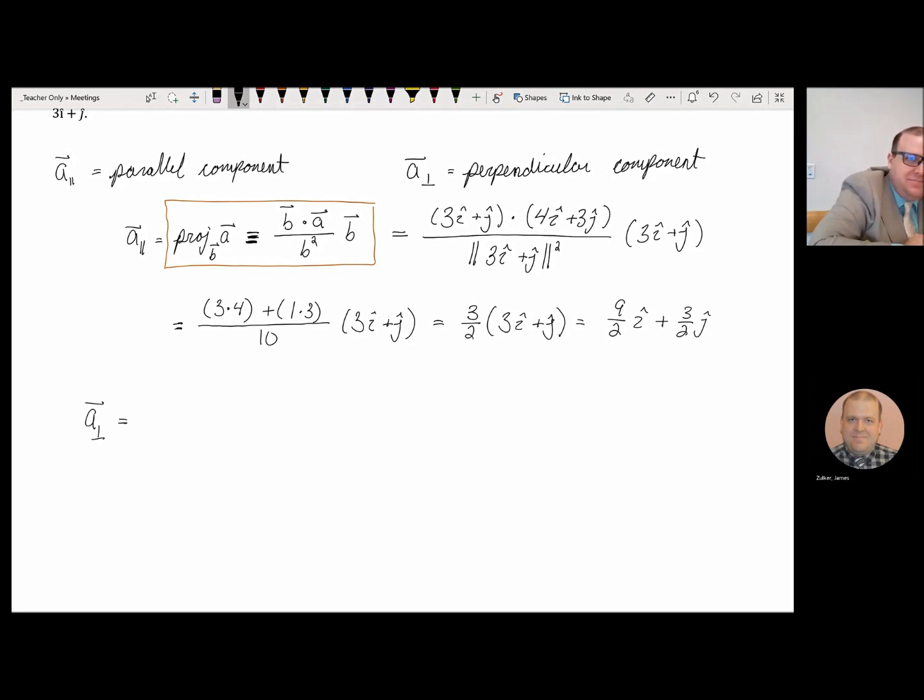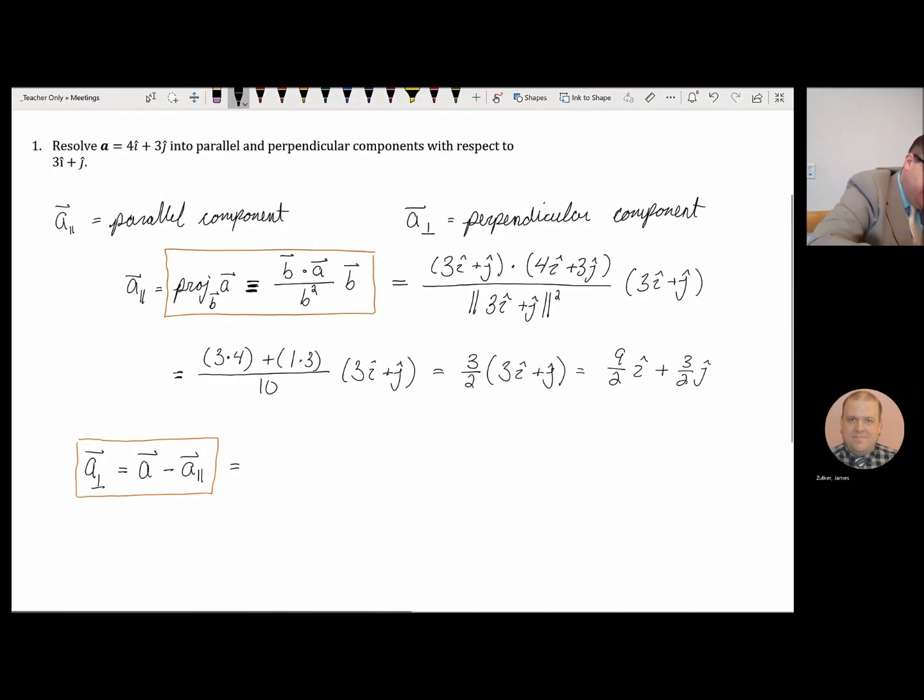Perpendicular component. Well, you just make use of the fact that the parallel component plus the perpendicular component has to actually be the vector itself. And so then the perpendicular component would be the original vector minus its parallel component.